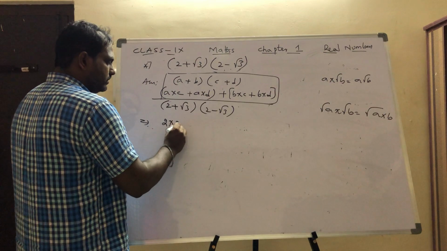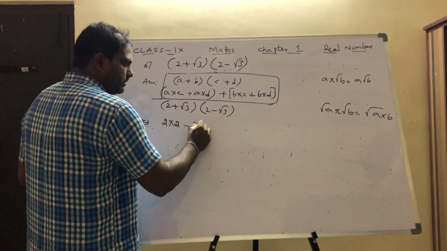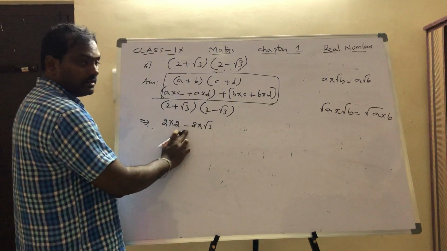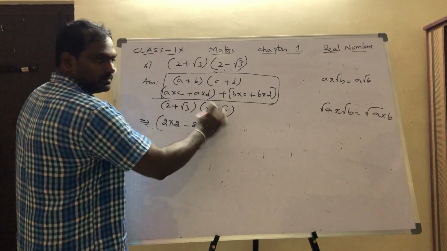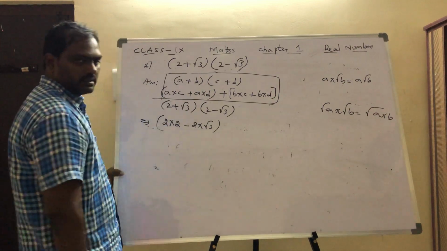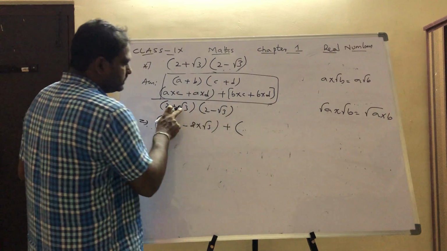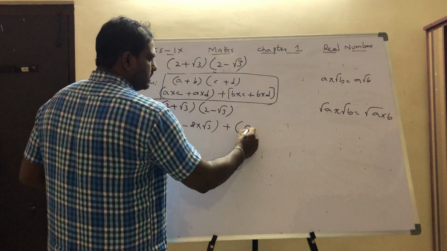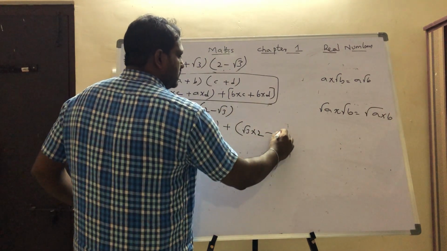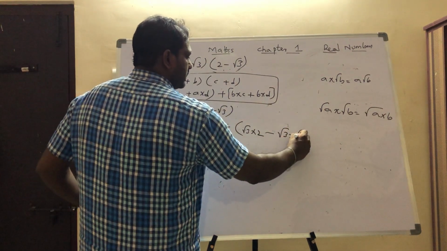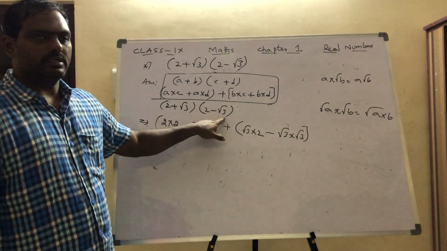2 into 2 minus 2 into root 3. Why did I get minus? Because I am multiplying this with these two. So this term is over. Next, plus. Next, what should I do? I should multiply this. Root 3 into 2 minus root 3 into root 3. Where is the root 3? Here is the root 3 and here is the root 3.